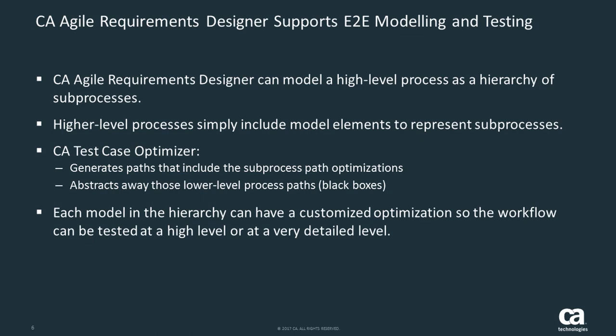Now, CA-ARD can model a high-level process as a hierarchy of sub-processes, and I don't think there's a limit to how deep these processes can go, and certainly it'll allow us to do end-to-end modeling and testing. Now, what's really clever is the optimizer generates paths that include the high-level process, but it can see down the hierarchy into the sub-processes and actually generate an all-paths optimization based on all the features and all the decisions made in all the processes in the overall model. So at that level, it can create extremely comprehensive paths.